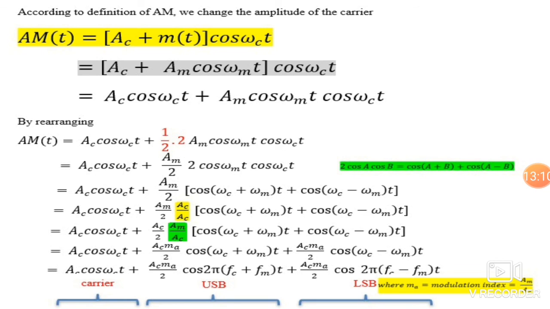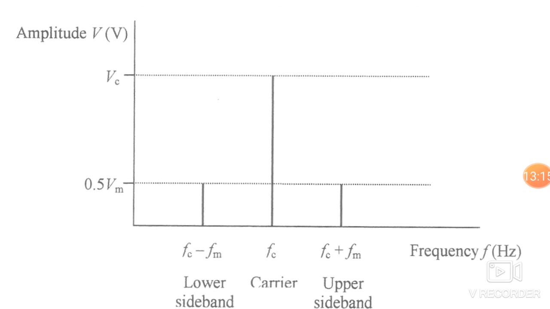Ac is the amplitude after modulation. We can simply write that Ac is the amplitude of the carrier signal and Am is the amplitude of the message signal. Both are combined, and the output waveform consists of three important terms. One is the LSB term, LSB stands for lower sideband, another is the upper sideband term, and another is the carrier term. So the amplitude modulated waveform consists of the carrier term, LSB term and USB term.